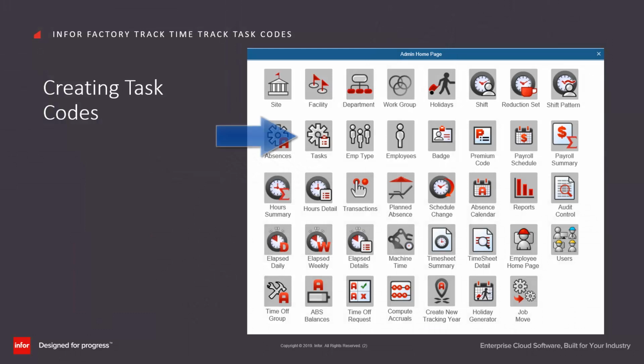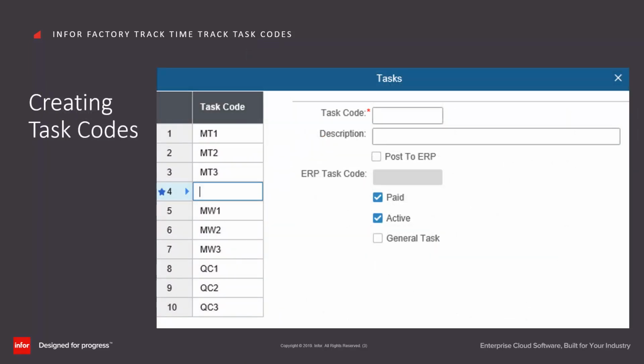In order to access the task form, we select the Tasks icon on the Administrator homepage. This brings up the task form. The task code will be used by TimeTrack to identify the task in TimeTrack Labour Capture. Description is how the task code will be referred to in TimeTrack displays.